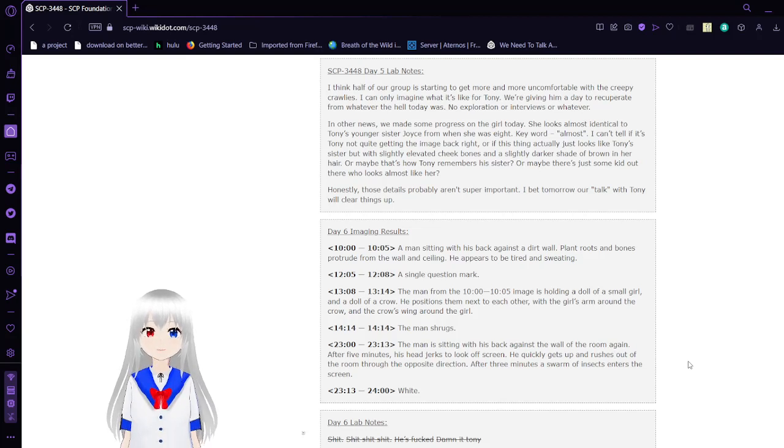In other news, we made some progress on the girl today. She looks almost identical to Tony's younger sister, Joyce, when she was 8. Keyword, almost. I can't tell if it's Tony not quite getting the image back right, or if this thing actually just looks like Tony's sister, but with slightly elevated cheekbones and a slightly darker shade of brown in her hair.